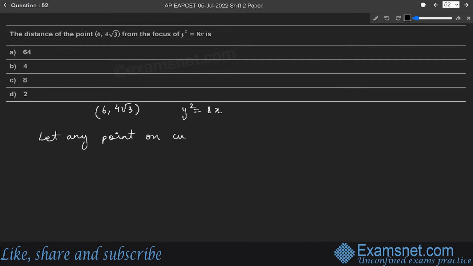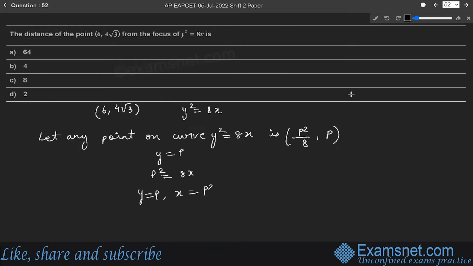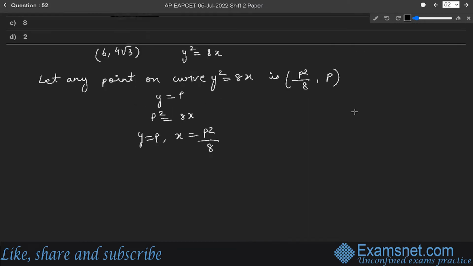on the curve y² = 8x be (p²/8, p), because we know that if y is equal to p, then p² = 8x. So y will be equal to p and x will be equal to p²/8. So the points are (p²/8, p). Now the distance of the point (p²/8, p) from the point (6, 4√3).